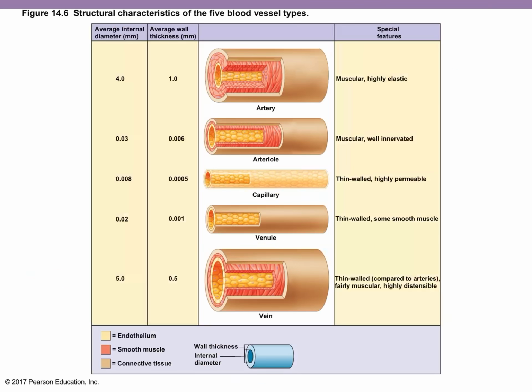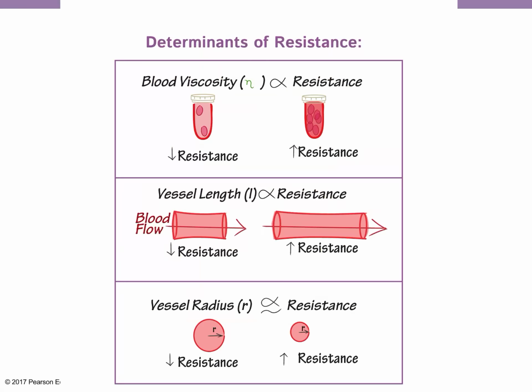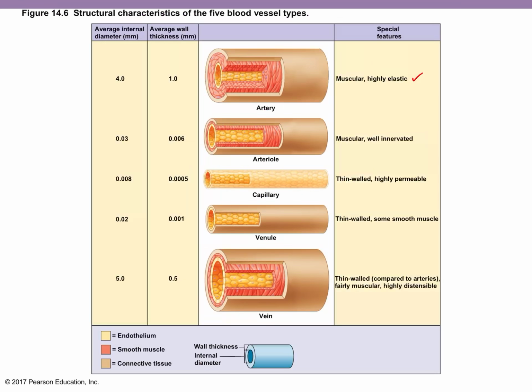So here's another look at the different kinds of blood vessels, our 5 different kinds of blood vessels. We have our largest, which is our highly elastic blood vessels. So in anatomy, we call these elastic blood vessels. This is aorta. And then we have muscular. These are very well innervated.